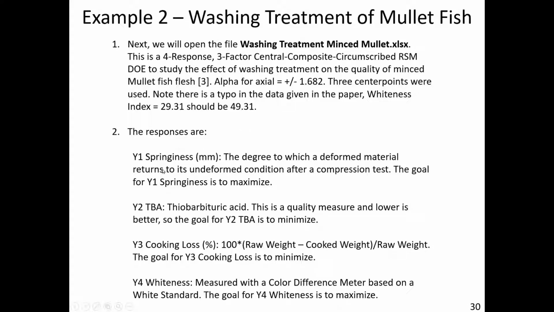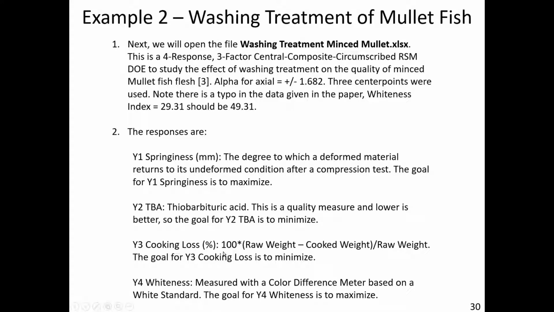The responses, there are 4 responses. Y1 is springiness, the degree to which a deformed material returns to its undeformed condition after compression test. The goal is to maximize springiness. Y2 is TBA, thiobarbiturate acid. This is a quality measure, and lower is better. So the goal for Y2 TBA is to minimize.